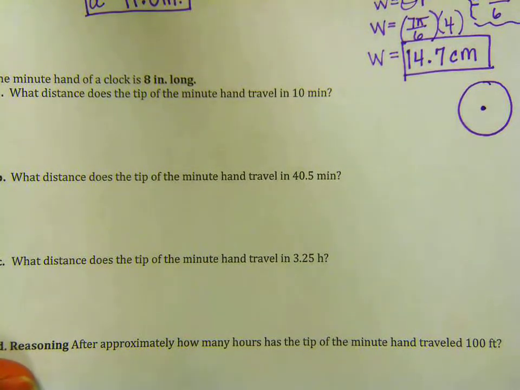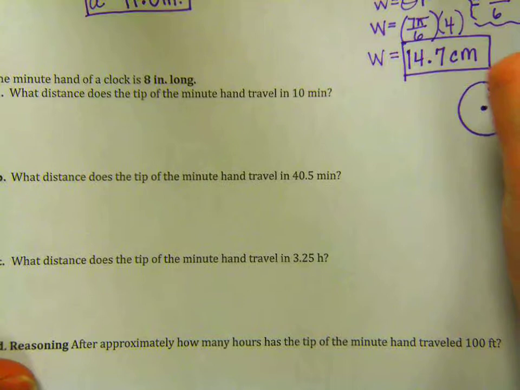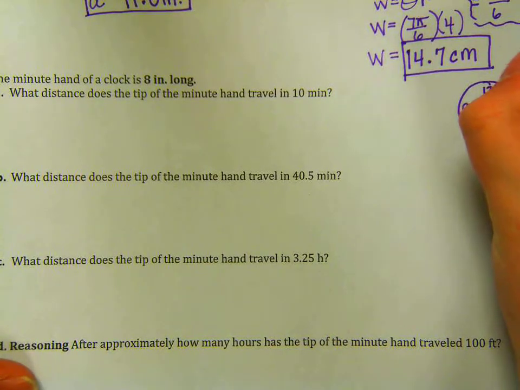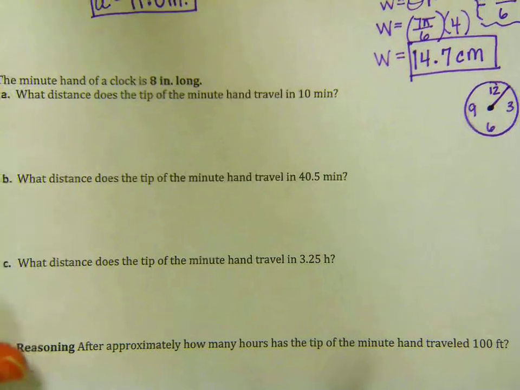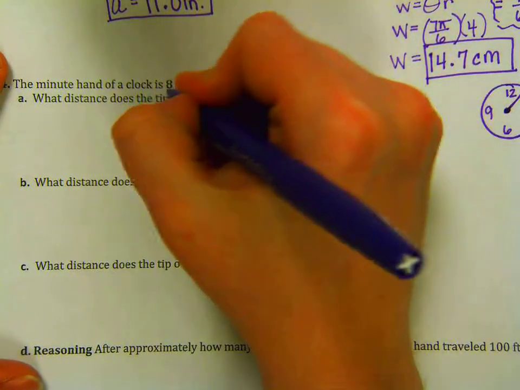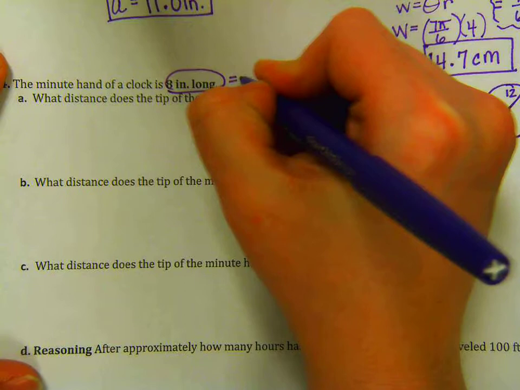and our minute hand, this is a clock. This would be our 12, 6, 3, 9. And our minute hand is 8 inches long. We're going to assume that it goes straight to the edge of the circle, and that will be our radius. So we have 8 inches long, that is our radius.